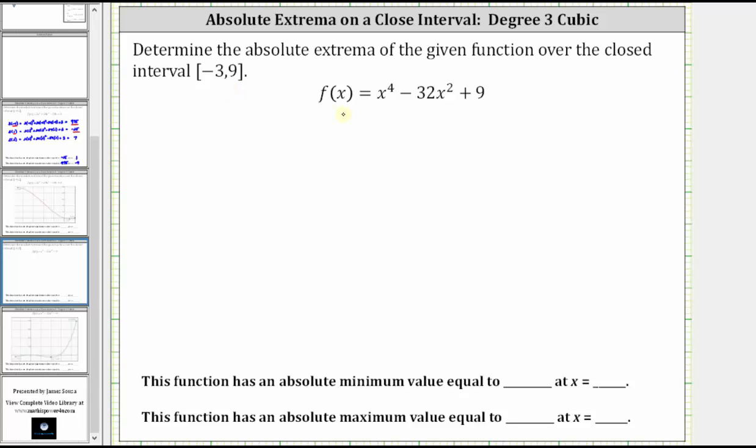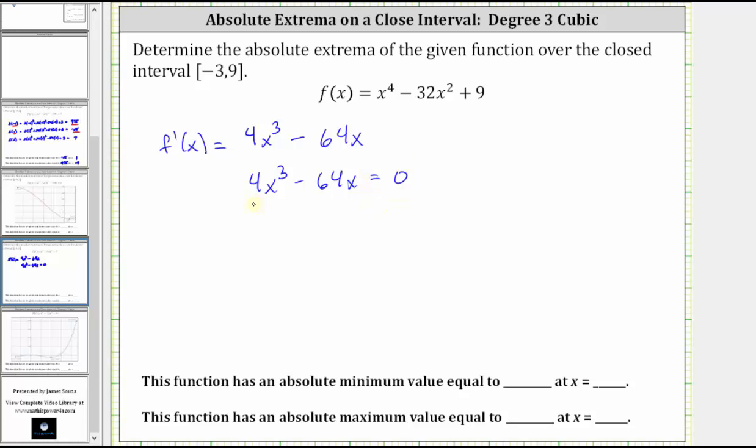Let's begin by determining the critical numbers of the given function, which is where the derivative is equal to 0 or undefined. F prime of x is equal to the derivative of x to the fourth, which is 4x cubed, minus the derivative of 32x squared, which is 64x, and then plus the derivative of 9, which is equal to 0. Notice how the derivative function is a cubic function, which is never undefined, and therefore to find the critical numbers, we set the derivative equal to 0 and solve for x, which gives us 4x cubed minus 64x equals 0. Now we will solve this equation by factoring.